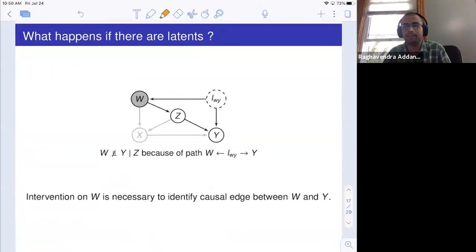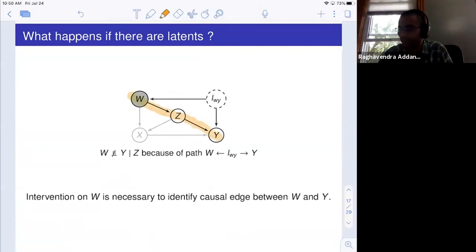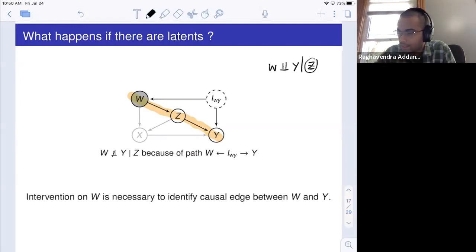Yeah, what happens if there are latents? So again, consider this following path. We want to come up with a conditioning set that says that W is independent of Y. If we are able to come up with a conditioning set Z, then we would have recovered that W is an ancestor but not a parent.